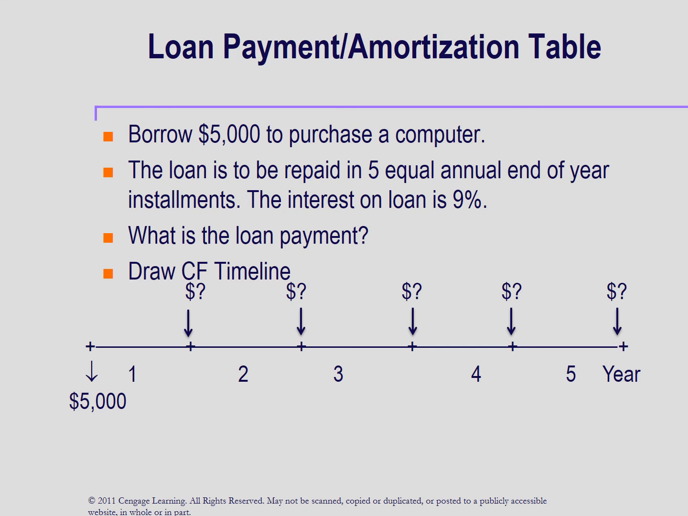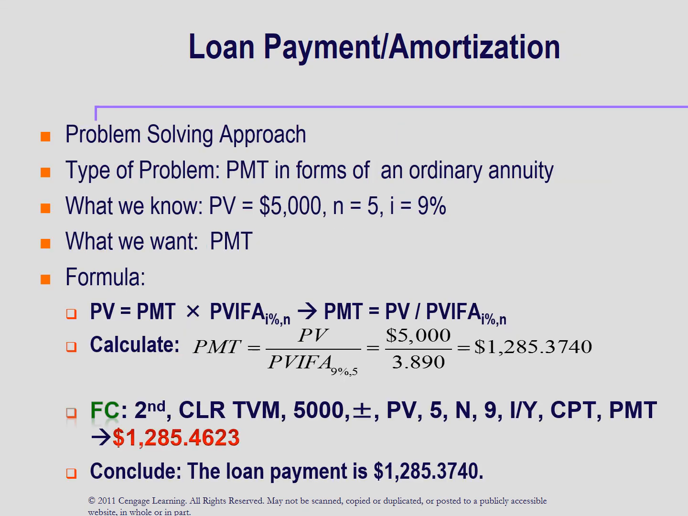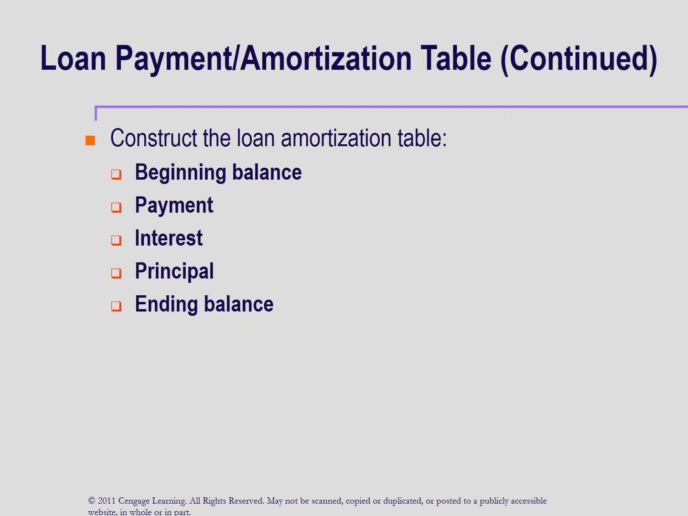First, draw the cash flow timeline. By looking at the cash flow timeline, we have $5,000 at the current period, and we have the question mark located at the end of every year. So, we want to solve the payment. This slide summarizes the information and the problem to solve and provides the solution by using the formula and the financial calculator. We next want to construct the loan amortization table for this problem.